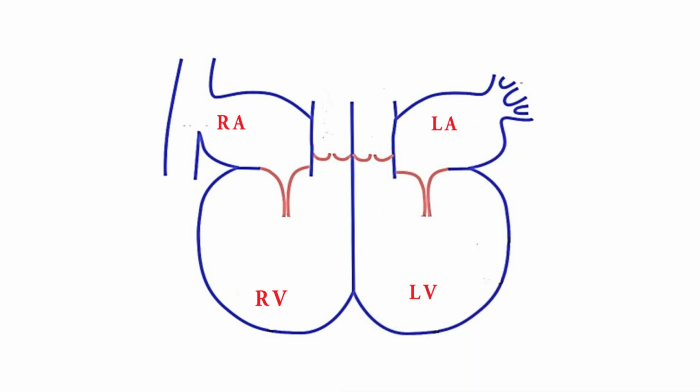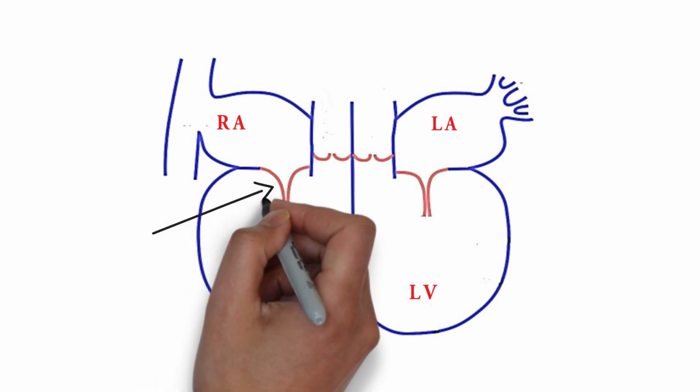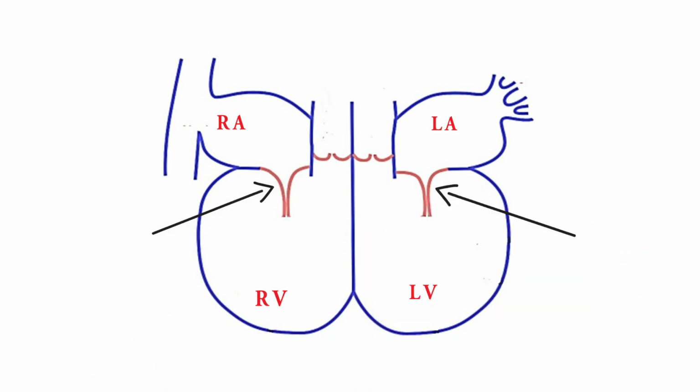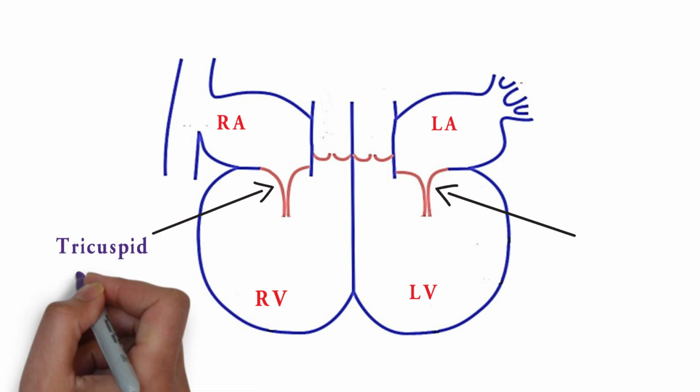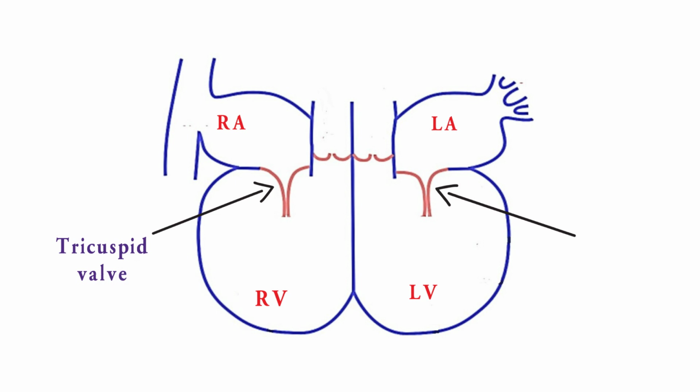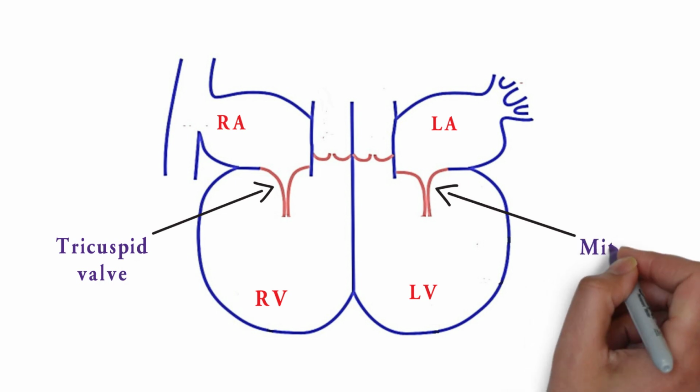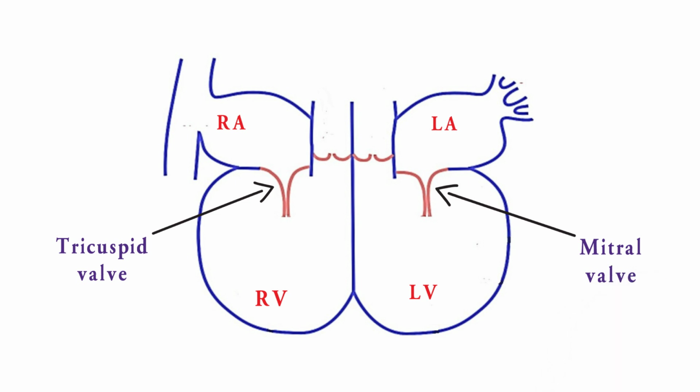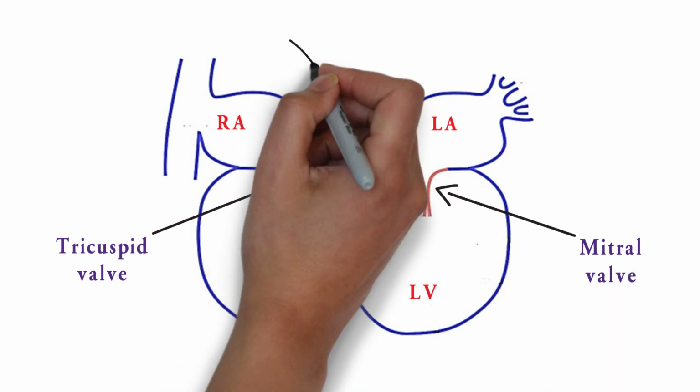Heart valves can be grouped into two sets. First group: two atrioventricular valves, that is, between atria and ventricles, which prevent backflow of blood from the ventricles into the atria. They are the tricuspid valve, located between the right atrium and right ventricle, and the bicuspid or mitral valve, located between the left atrium and left ventricle.